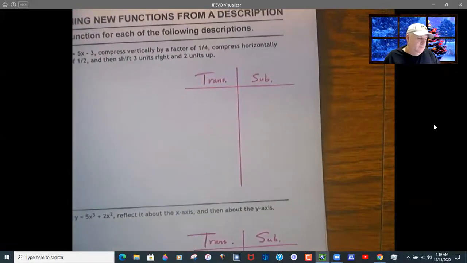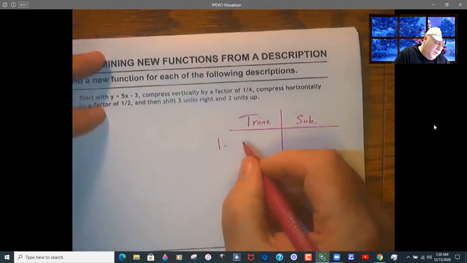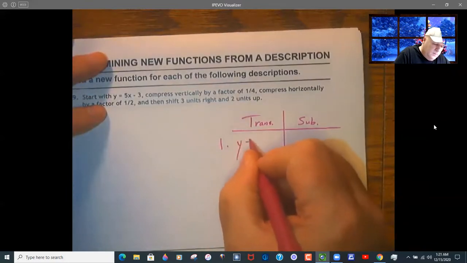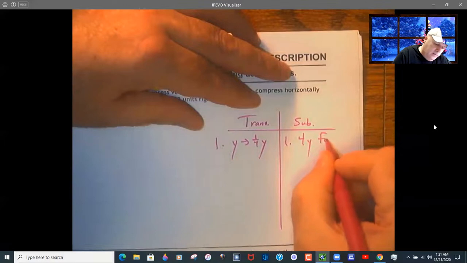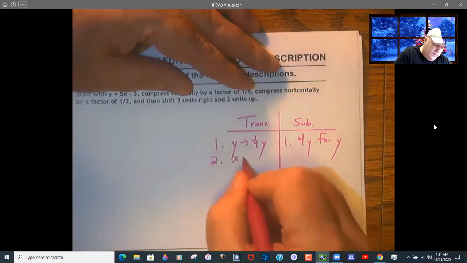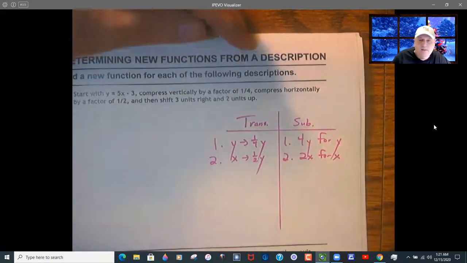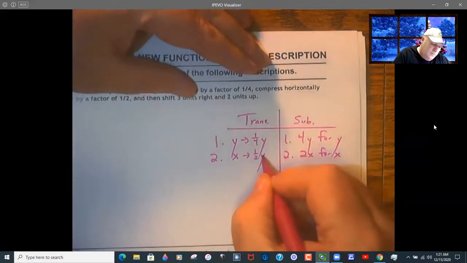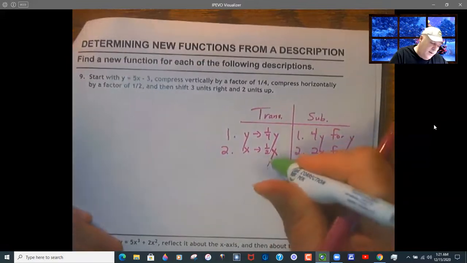Last two. Okay, so again, you can stop the video if you want and see what you can come up with. Compress vertically by a factor of 1/4, so we're going to put 4y in for y. Compressed horizontally by a factor of 1/2, so 2x in for x and simplify. And again, anytime you put in for y, you solve for y. Anytime you put in for x, you simplify.